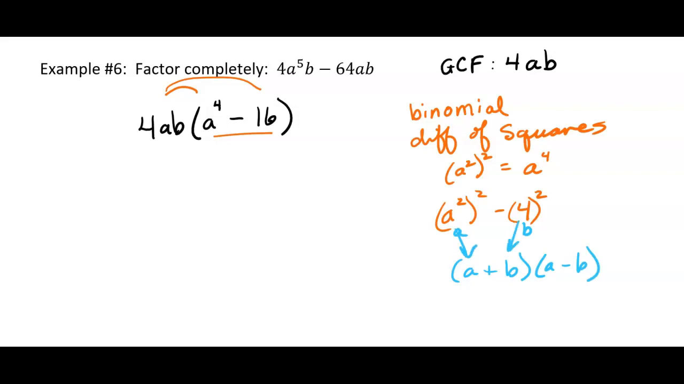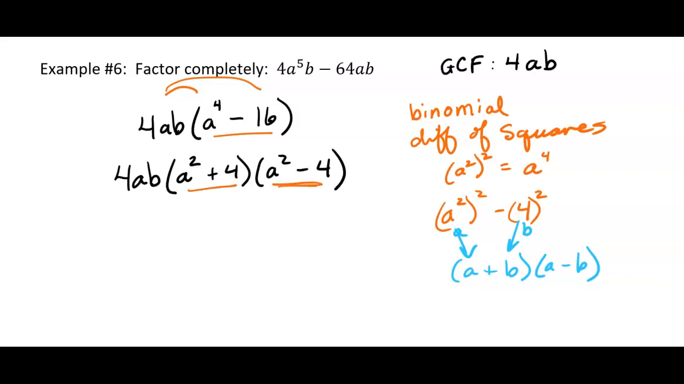So here's how it's going to look. 4ab, that's out front, that's the GCF, and then I'm going to have a squared plus 4 and a squared minus 4. So if you got that part, you might say, oh, I'm really happy I got that part, and that's great, but remember we're supposed to factor completely. So it turns out that this time this doesn't factor more because it's not the difference of squares, it's the sum of squares, but this is the difference of squares over here, and so that will factor more.